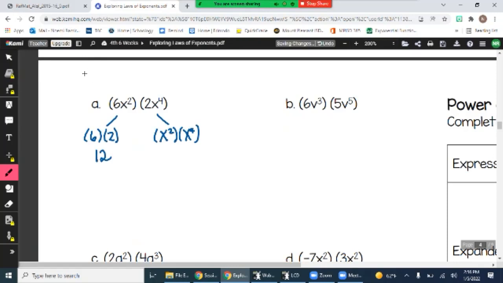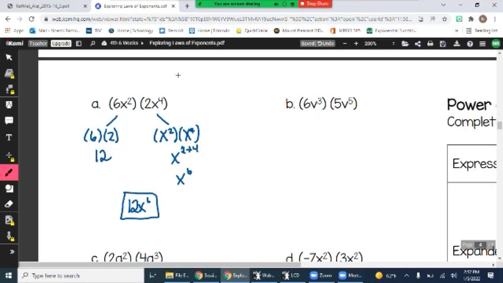X squared. Now we're multiplying 2 powers with the same base. Base stays the same. What do we do with the exponent? Add them. So we get x to the power of 6. Nothing else I can do with that. So move on down, put them together. 12 x to the power of 6.